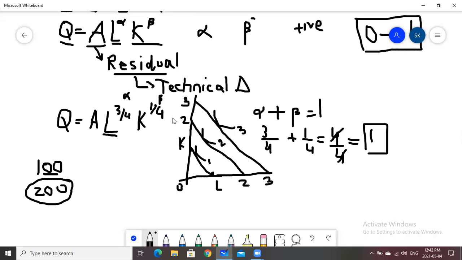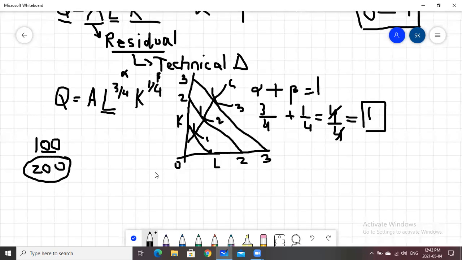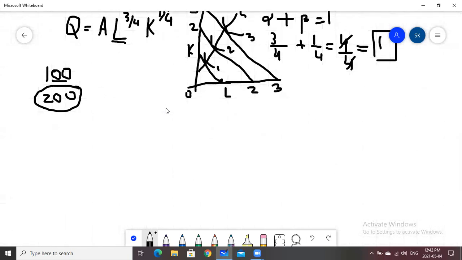So this is the Cobb-Douglas production function, which we basically study. What happens is that we also join these points. Let it be named the S curve. There are a few criticisms of this Cobb-Douglas production function. What are they? We will study them one by one.